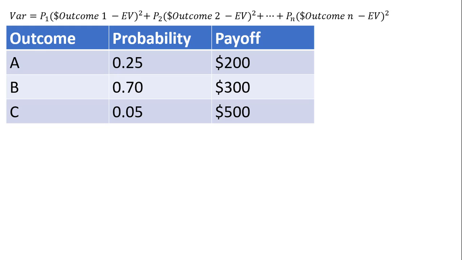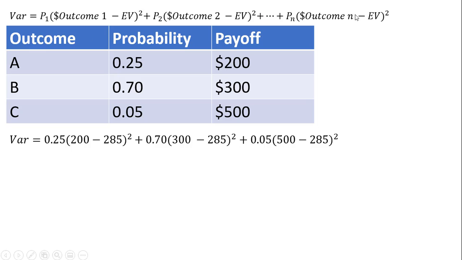To get the variance, here I have the formula on top. So plugging everything into this formula on top, we take the 0.25, and that's going to all be multiplied by the payoff minus the expected value. Okay, so we found the expected value is 285, and that's all squared. And then in this middle term here, the probability, 0.7, the payoff 300, again minus the expected value, and that's all squared. And likewise, we do a similar thing for this last term.